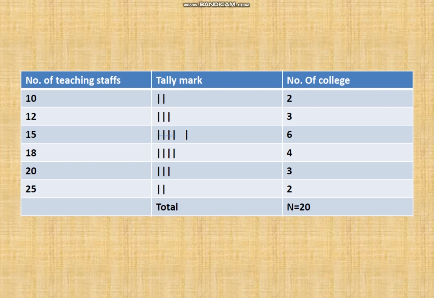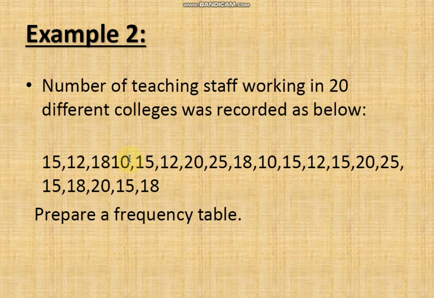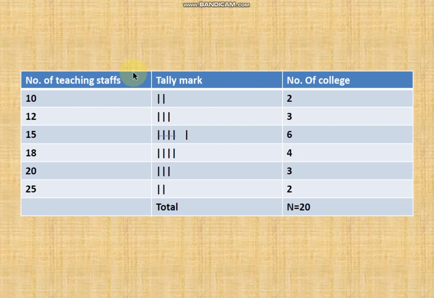This is your table. Identifying the lowest value, it is 10. After that there will be 12. After it there is 15. Next is 18. Next is 20 and next is 25. So the number of teaching staff is your x value, the variable value. All the values are written here. In front of them the respective tally marks are drawn, and these tally marks are counted and written as a frequency. So the grand total is 20. So these are the two examples of formation of a frequency distribution.